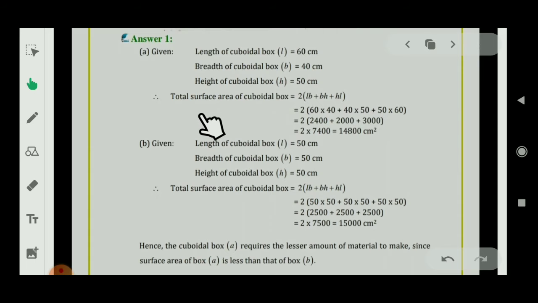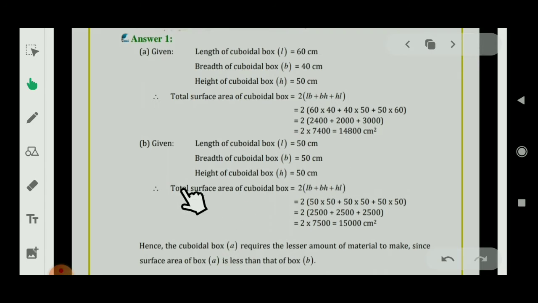Then you have to put the formula, that is total surface area of cuboid. The formula is 2 bracket L into B plus B into H plus L into H. Then students, you have to put the values of L, B and H in this formula. And after putting the values in this formula, the value is 14,800.